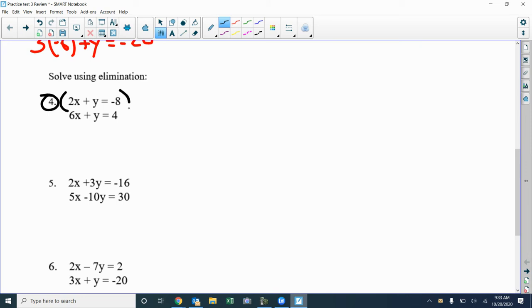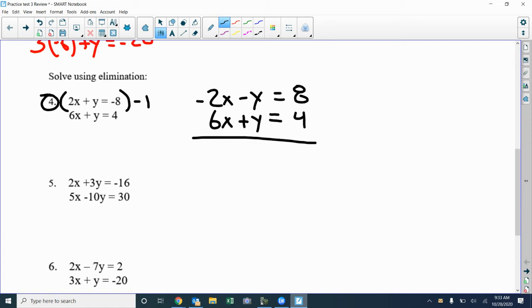I'm just going to multiply one of these by negative 1. So that's going to give me negative 2x, negative y equals 8 if I multiply. Make sure you distribute over all 3 spots. The bottom one is going to stay the same. Nothing's going to need to be changed there because now when I add straight down, I eliminate the y's. I'm going to have 4x equals 12. Dividing by 4, I'm going to end up with x equaling 3. So 3 is my x.